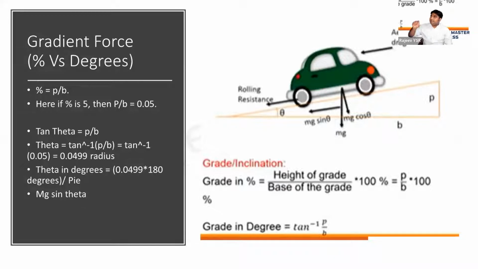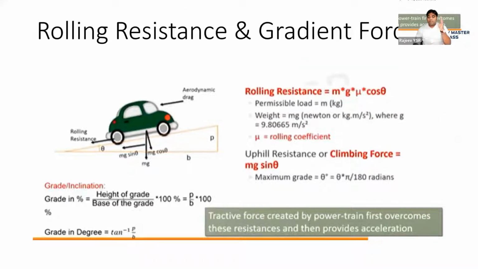Theta is nothing but the height of the road divided by the width, the total length cross section of the road. That is P by B becomes your theta, or tan inverse of P by B becomes your theta in gradients. But that's not too important to us. What is important is that rolling resistance is mu mg cos theta, which acts along the tires, and the uphill resistance is mu mg sin theta, the climbing force.